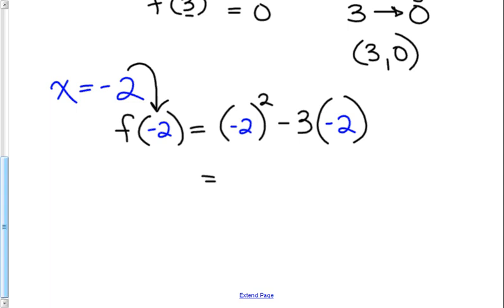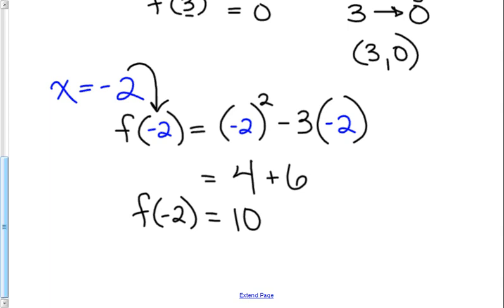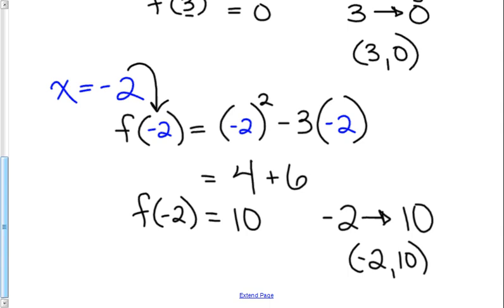So -2 squared is a positive 4. -3 times -2 is a positive 6. So f of -2 gives us 10. What this means is if I plug -2 into my function, I get an output value of 10. So this point would be (-2, 10). So that's how we evaluate a function given an element in the domain.